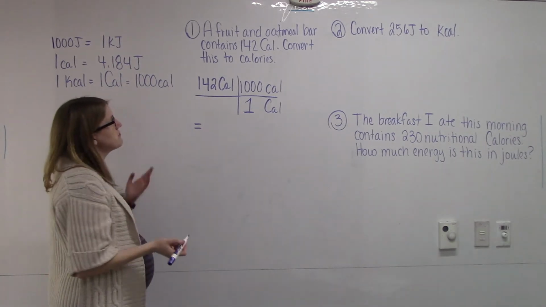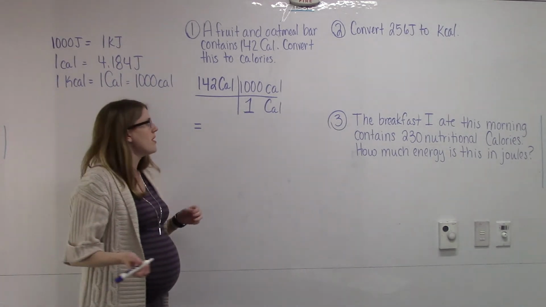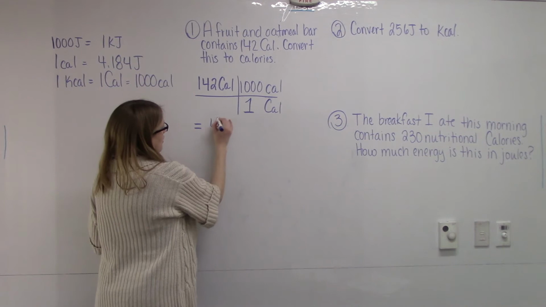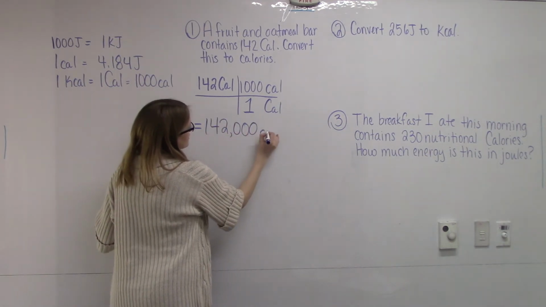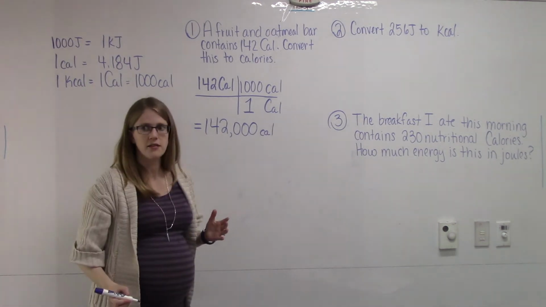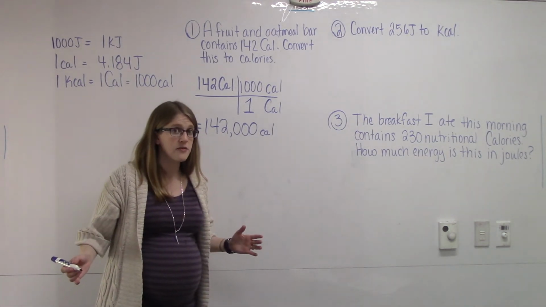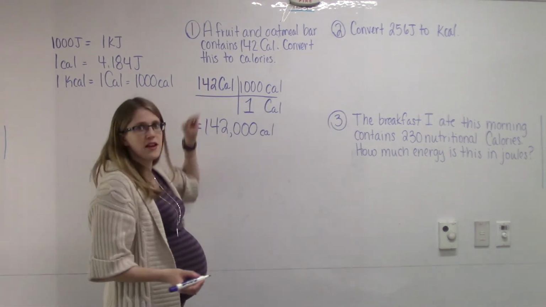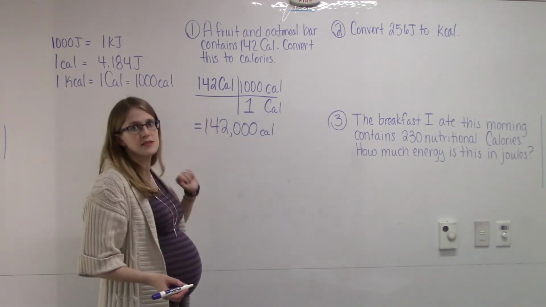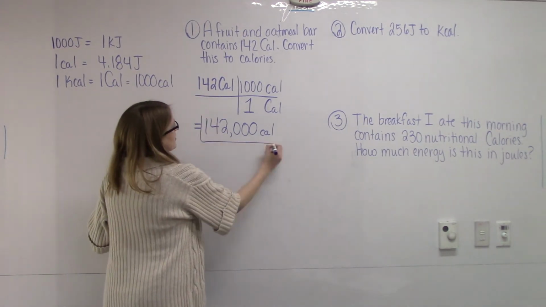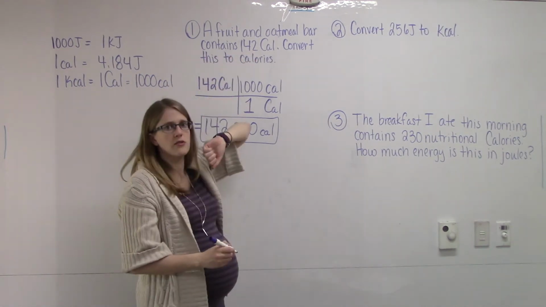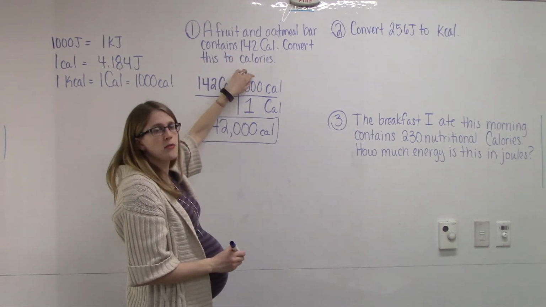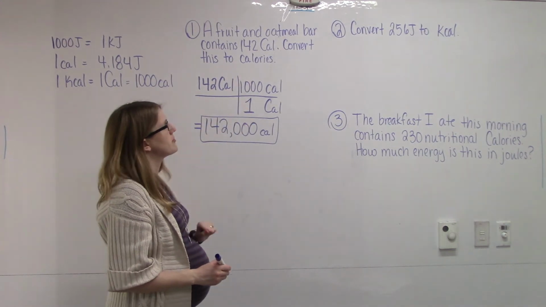142 calories doesn't sound that much, but 142,000 lowercase calories does sound like a lot. It's the exact same amount of energy. But doesn't this one sound a lot more manageable? That is why we choose to use this system. And there is our answer. How did I get this? 142 times 1,000, because 1,000 is on top. Remember, multiply what's on top, divide by what's on bottom.